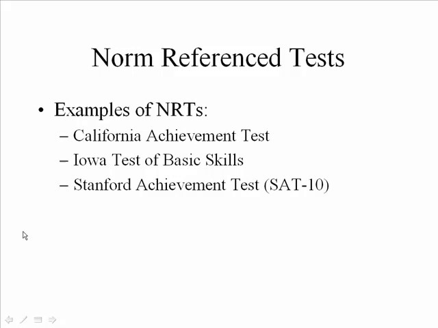Some examples of norm reference tests, things like California Achievement Test, Iowa Test of Basic Skills. Many of the national achievement tests are going to be norm reference tests. Now, by definition, the norm reference test is generally going to provide results that are on an ordinal type scale.